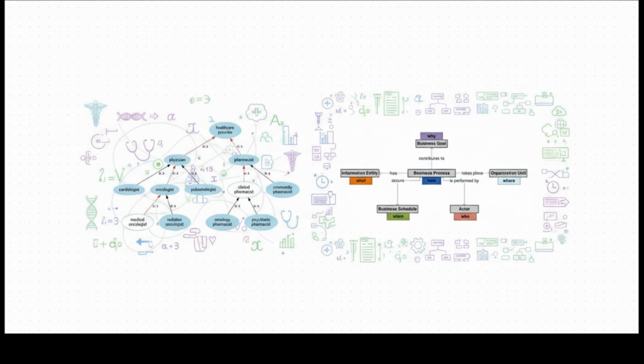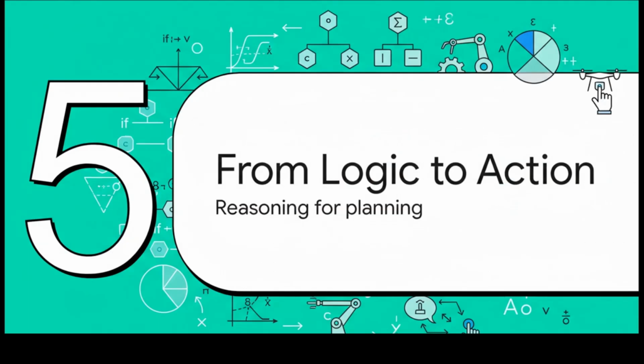Think about medicine. An ontology can define the exact relationships between different doctors' specialties. That way, computer systems can share patient info without making a single mistake. Or in business, it can map out an entire complex process, defining the who, what, when, where, and why of every single step. So you might be wondering, what's the end game here? What's the point of all this?